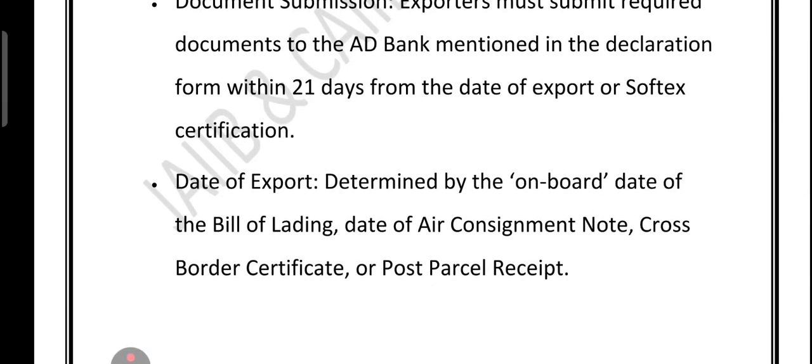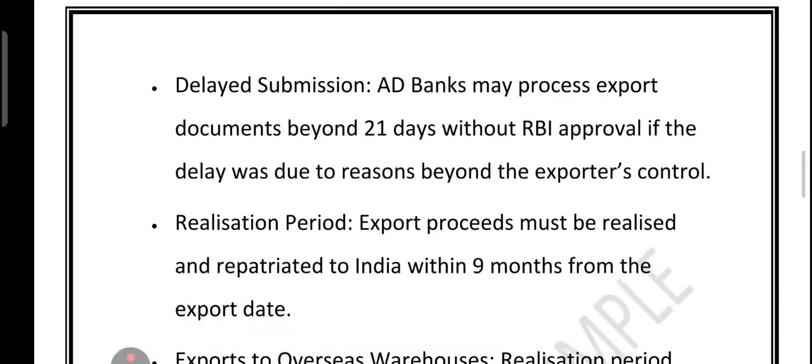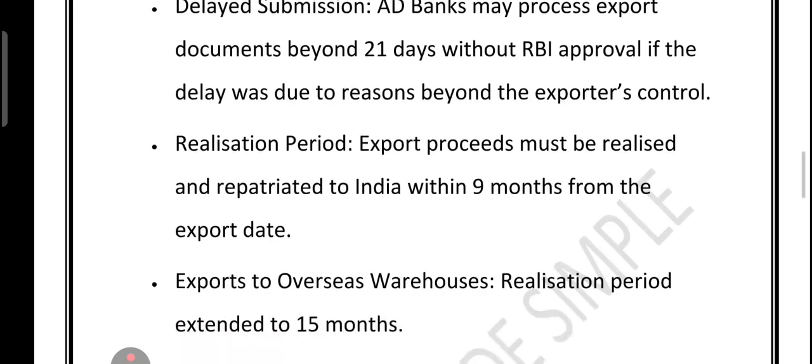It depends on the type of shipment. So by sea, it is the on-board date on the bill of lading. If it is by air, it is the date on the air consignment note. In other cases, it could be the cross-border certificate or post parcel receipt date, right? Then, if there is a delay, if you miss the 21-day deadline, don't panic. Your bank can still process your export documents without asking the RBI, as long as the delay was for a genuine reason beyond your control.